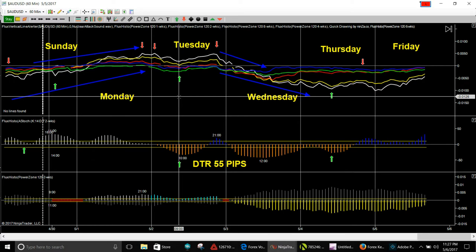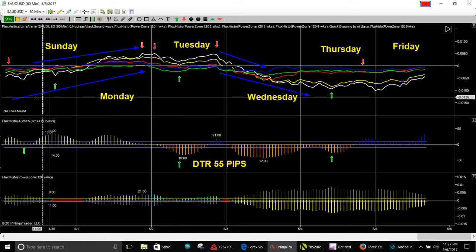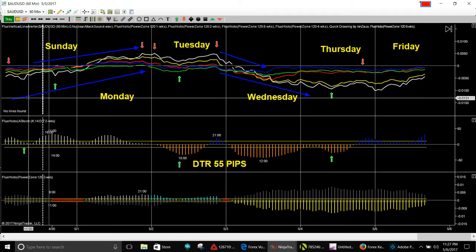All right, traders, so let's get into it. The Aussie US dollar up first. I'm already long from last week after the currency pair bottomed out, so I wound up taking a long trade.